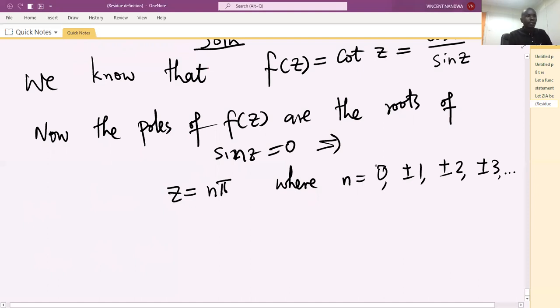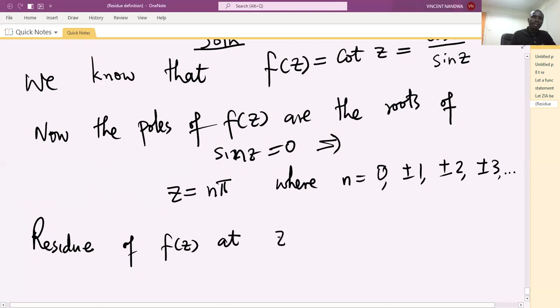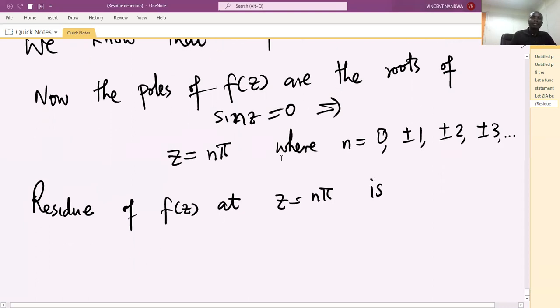So the residue of f of z at z equals to n pi, because these are the values that will give sine of z to be 0, is given by cosine of z over d dz of sine of z.